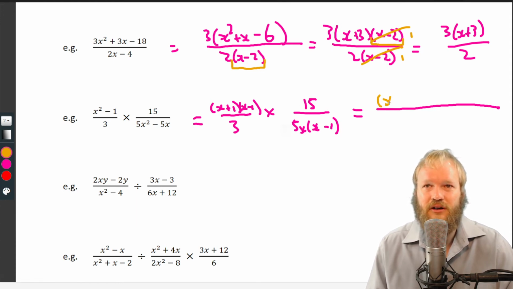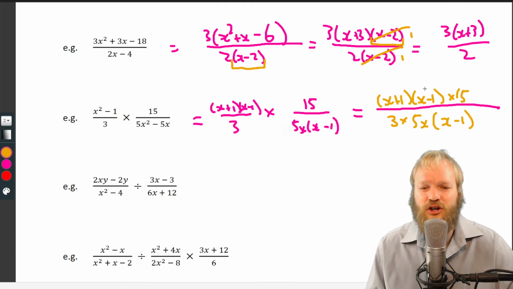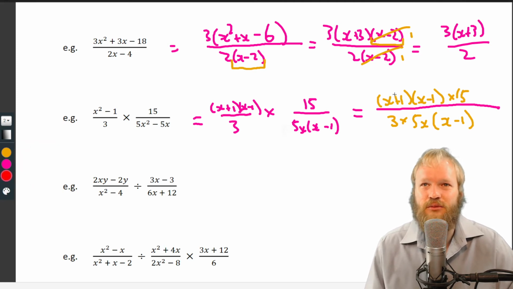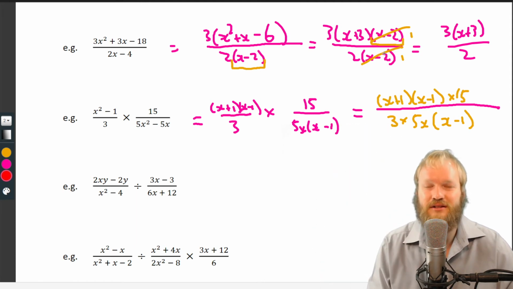So we're going x plus 1, x minus 1 times 15. One term on the numerator. Denominator, 3 times 5x, x minus 1. So now we've got one term over one term, so we can play our cancelling game as we played before, our simplifying, because we know what that actually means.